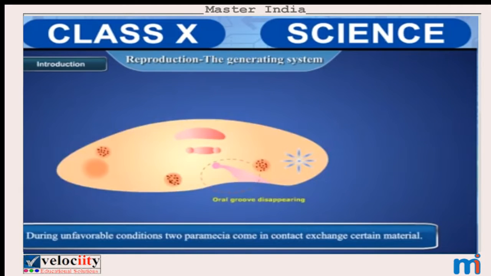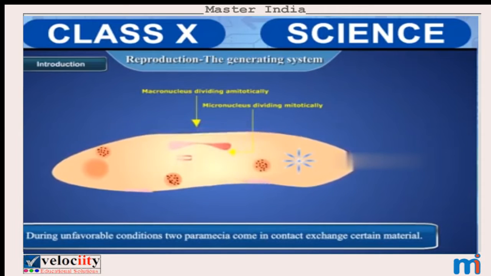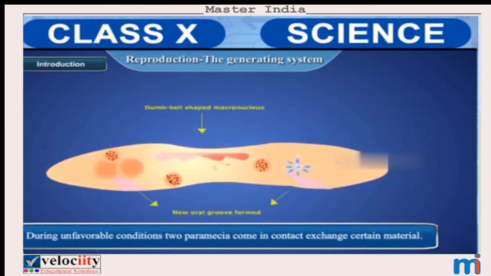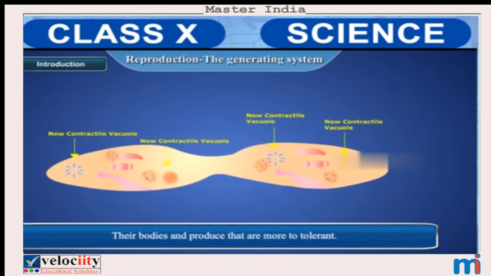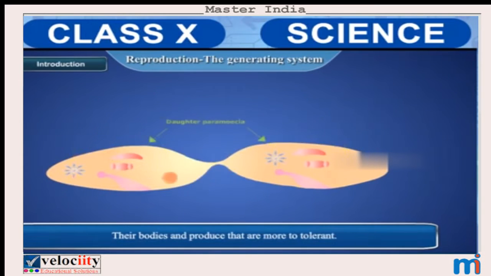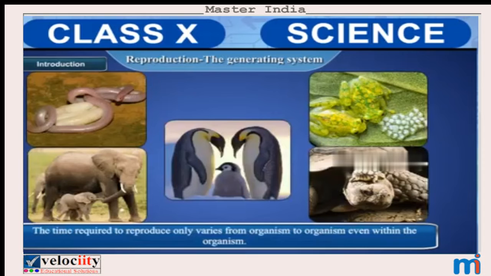During unfavorable conditions, two Paramecium come in contact, exchange certain material from their bodies, and produce offspring that are more tolerant. The time required to reproduce varies from organism to organism. Even within the organism, there could be certain environmental conditions that would make the process of reproduction faster.